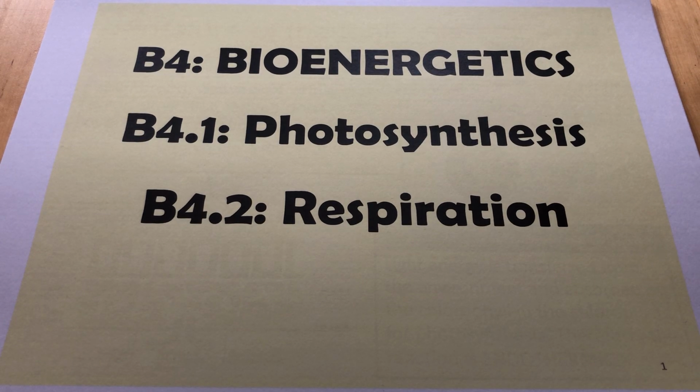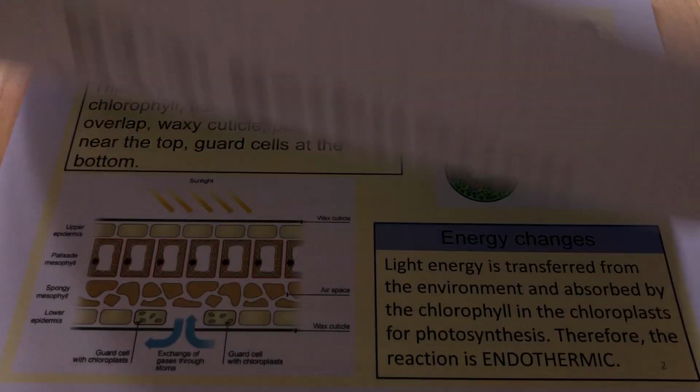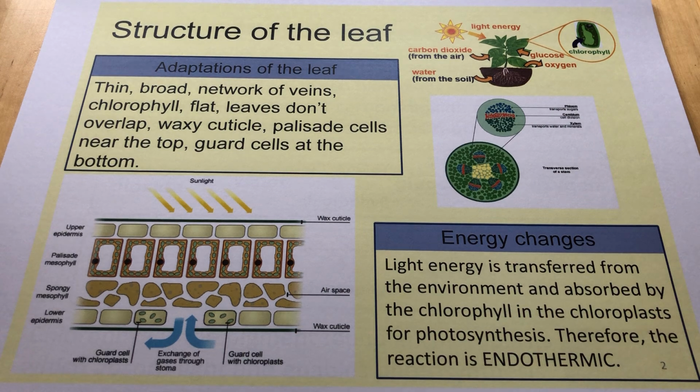In this video we are going to revise the topic B4, Bioenergetics, looking at photosynthesis and respiration, and this is in paper 1 of the AQA Biology GCSE. So we start off with a bit of a recap from B1 really, looking at the structure of the leaf.